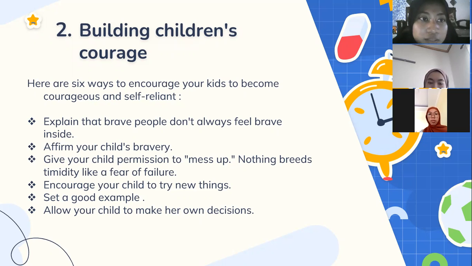The second is building children's courage. Here are 6 ways to encourage your kids to become courageous and self-reliant. The first, explain that brave people don't always feel brave inside. Number two, affirm your child. The third, give your child permission to mess up.